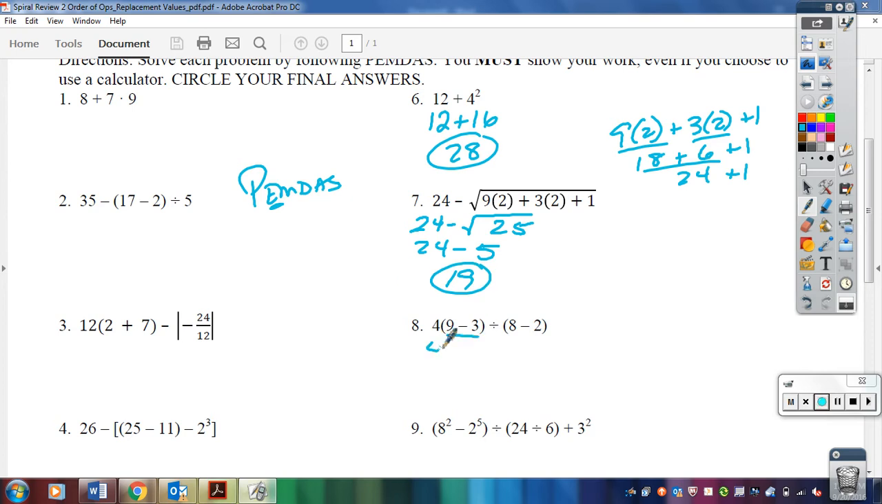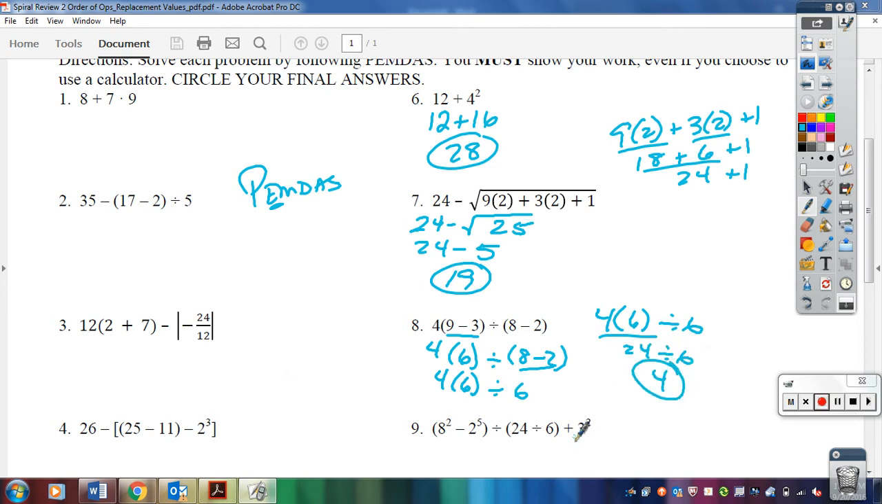Number 8. Do the work inside the parentheses first. 4 times 6 divided by 8 minus 2. 8 minus 2 is next. 4 times 6 divided by, again, 6. Rewrite over here, 4 times 6 divided by 6, which is 24 divided by 6, which is 4. Circle your answer.